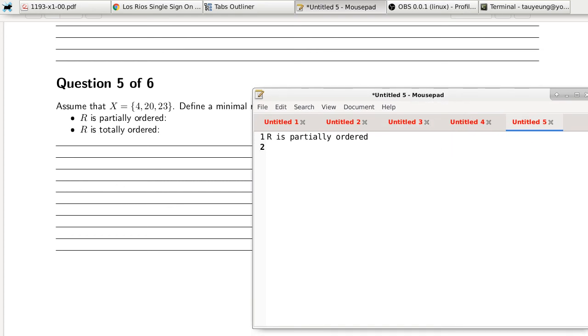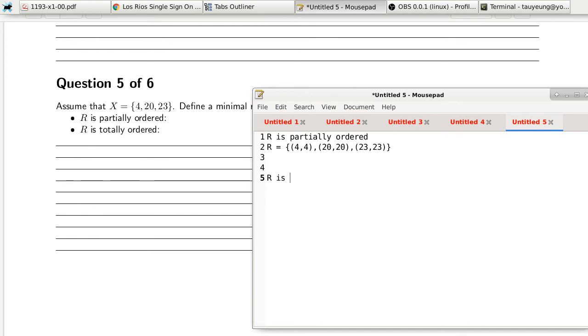So if R only needs to be partially ordered, remember we need it to be reflexive, anti-symmetric, and also transitive. That's pretty easy. R only has (4,4), (20,20), and then (23,23). That makes it partially ordered. And it's as small as it can get, because if you drop any one of these elements, it's no longer reflexive, and that's a requirement to be partially ordered.